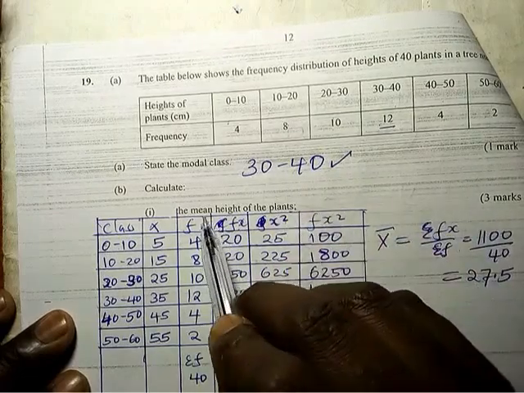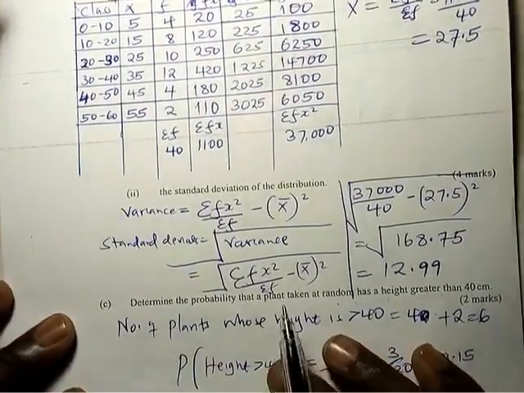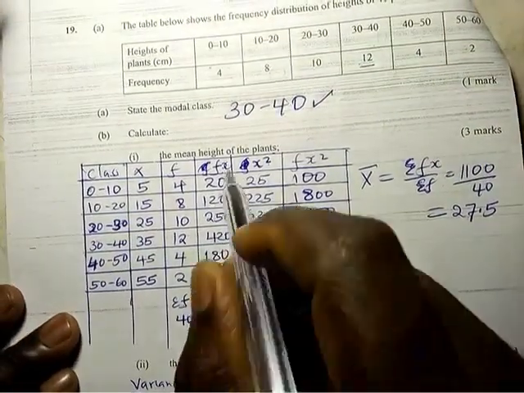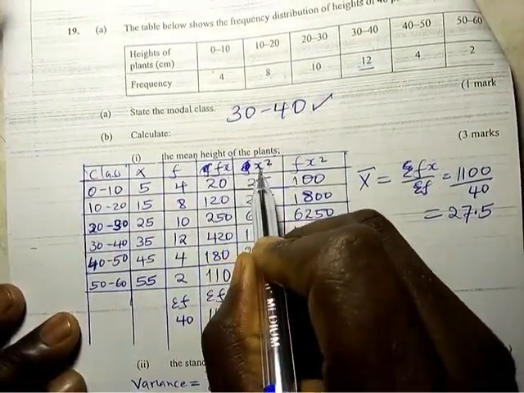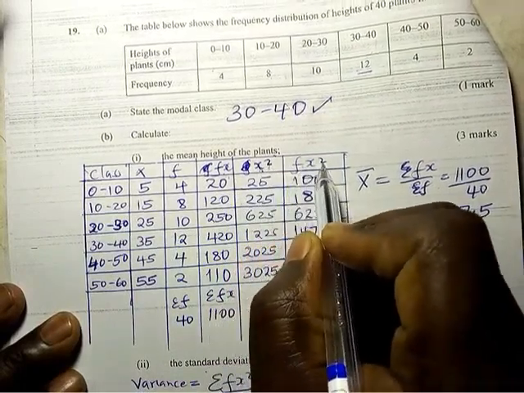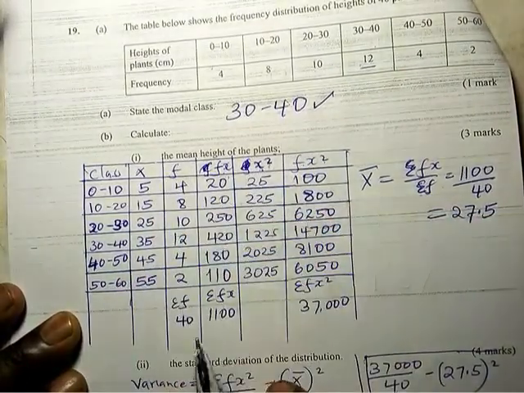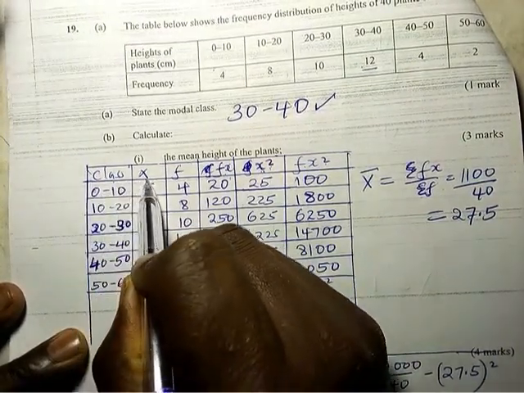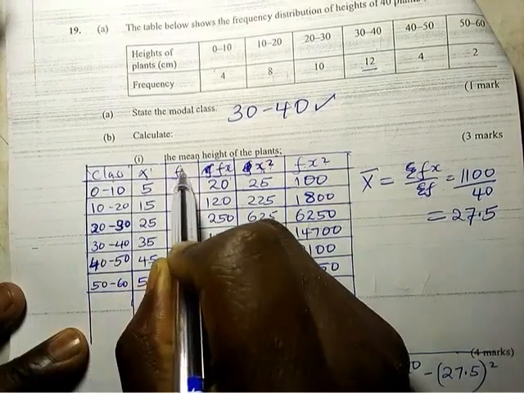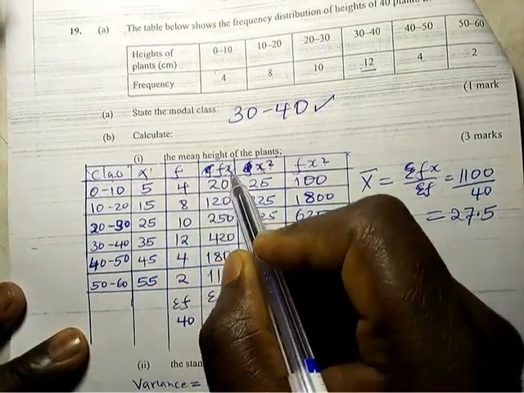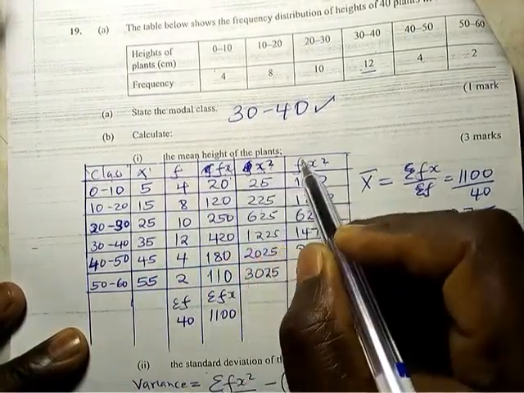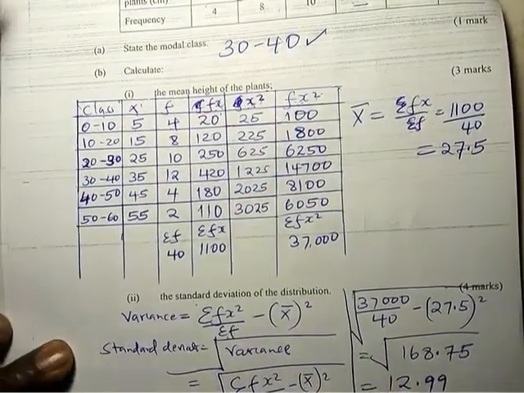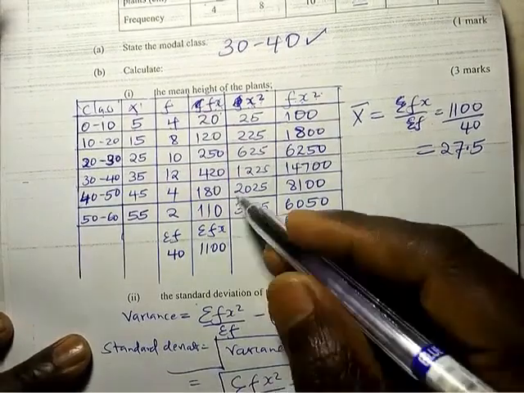Kwa sababu nikiangalia hii question ilikuwa iko na standard deviation, na so kama iko na standard deviation lazima upate fx square, lazima upate x square and then fx. So when you are drawing this table, make sure you have the class, the value of x, which is the midpoint, the frequency column, fx column, x square column and fx square. Sawa sawa. Kwa hivyo nimefanya hivi kwa so that I cannot waste time drawing.